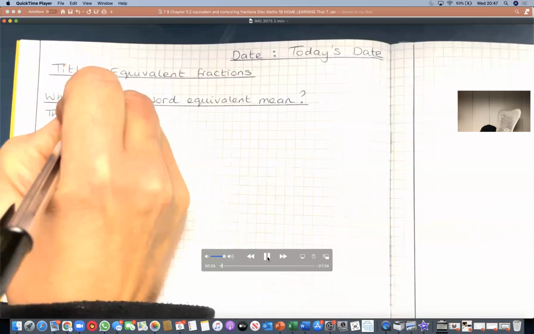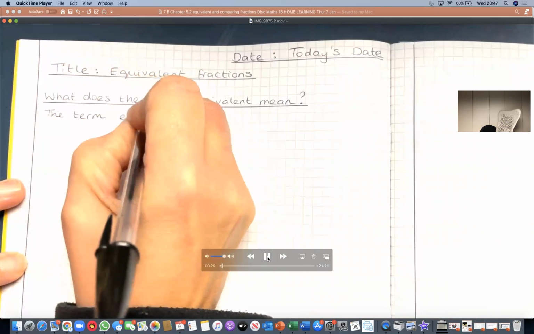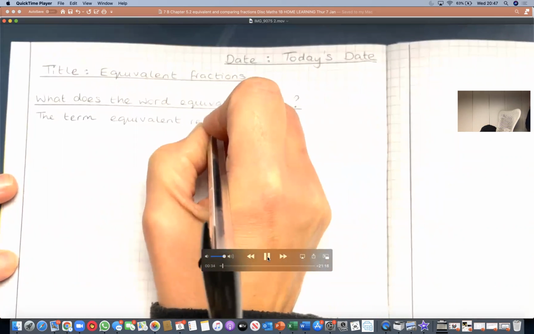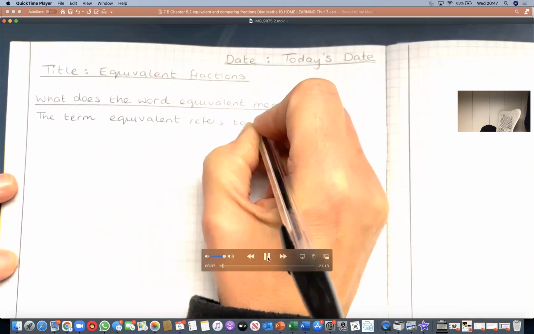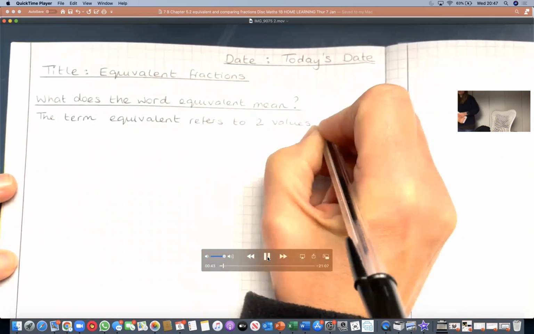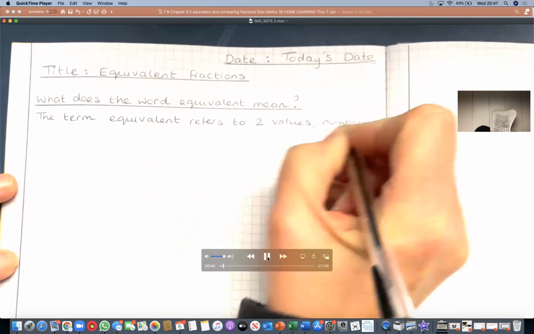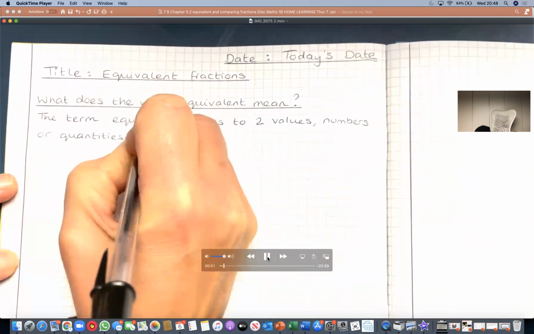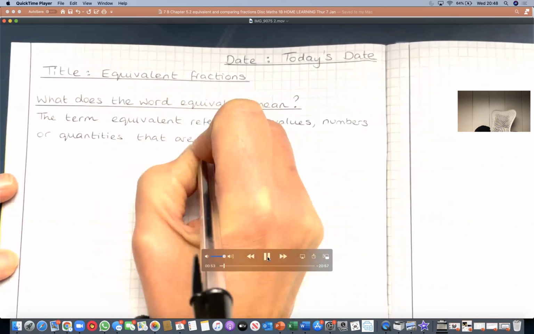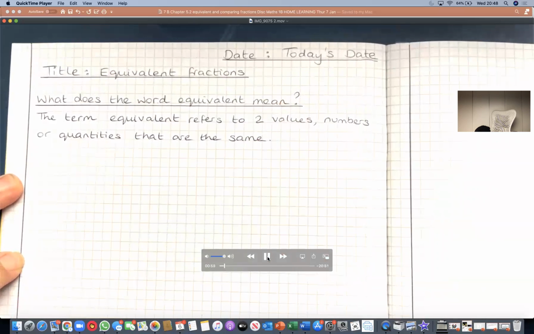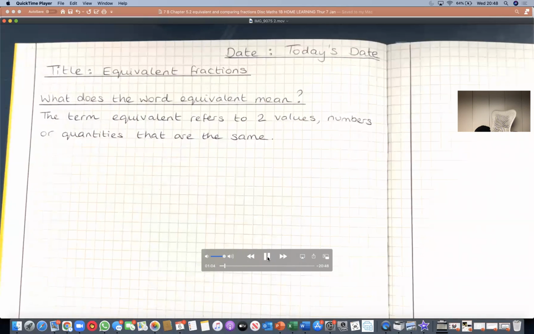So the term equivalence refers to 2 values, numbers, or quantities that are the same. First key point, feel free to put a box around it, use your highlighter pens, however you want to make it stand out. Okay, so we know what the word equivalent means.